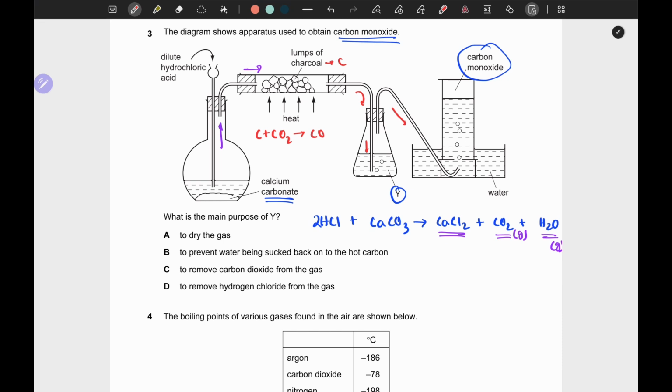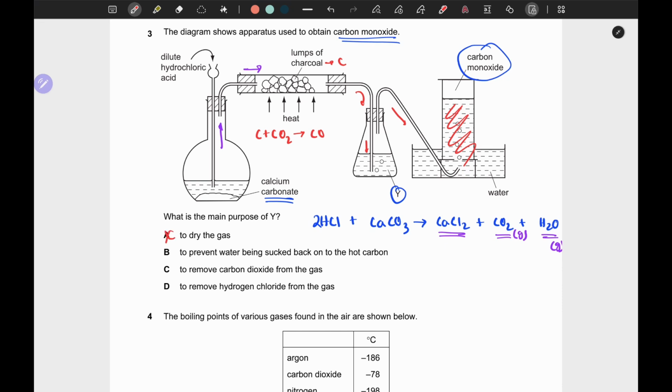Now, before we actually think of what could be Y, let's think of a logical way to deduce the answer. Now, look at this. Carbon monoxide is passing through water at the end of the reaction. So if we look at option A, to dry the gas, if we are drying the gas and then passing the gas over water, isn't it becoming wet again? So is there any point of drying the gas if it's just going to pass over water at the end of the reaction? So logically, A doesn't make any sense.